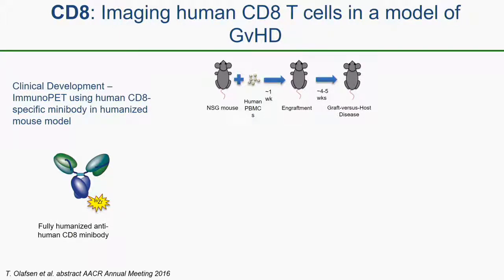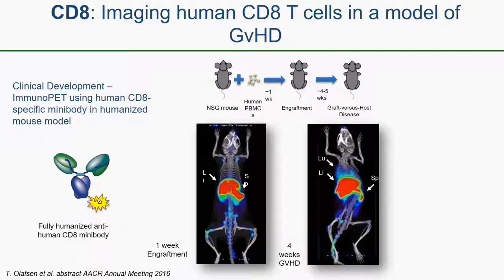mouse, but after 4 or 5 weeks, you get graft versus host disease as that human immune system recognizes the mouse as foreign. And what happens visually is shown here. First of all, in the 1-week image, you see the engraftment, you see signal in the spleen and the liver, which is an organ of hematopoiesis. So that liver signal is actually a combination of both clearance of the mini-body to the spleen, as well as the fact there are CD8 T cells in there.